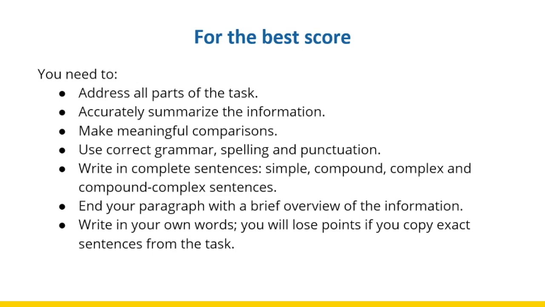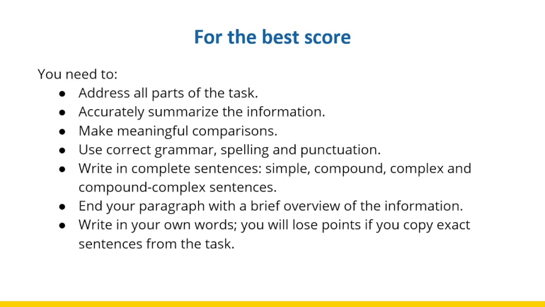Also, use correct grammar, spelling, and punctuation, and write complete sentences. As you remember, probably you studied in your grammar class, we have 4 different types of sentences such as simple, compound, complex, and compound-complex sentences. In order to get a better score, you have to make sure you have at least one of each. And try to end your paragraph with a brief overview of the information. So for example, if you have only one or 2 body paragraphs, try to end them with a brief overview of each paragraph and what you're presenting in that body paragraph.